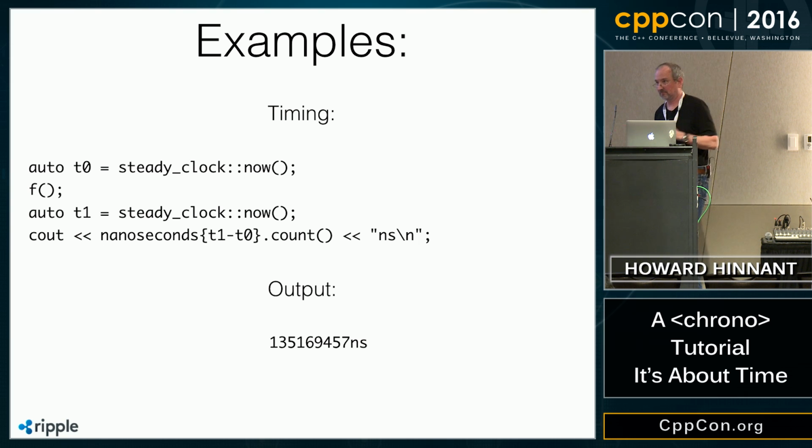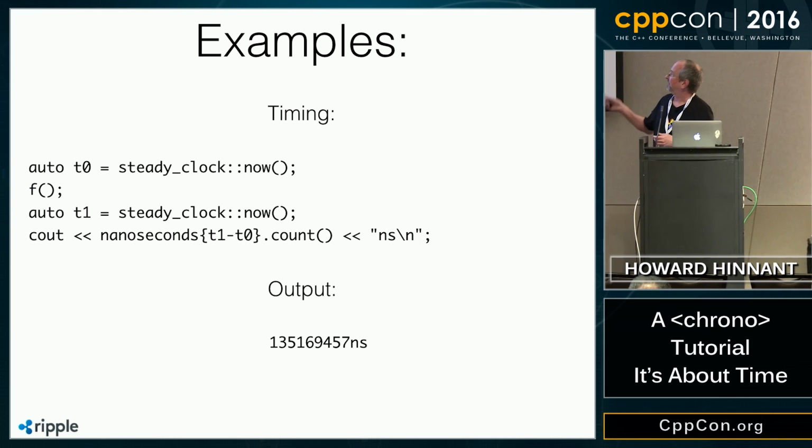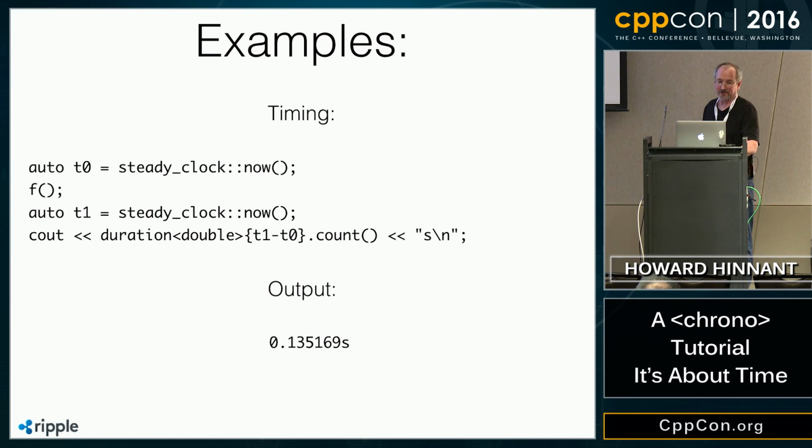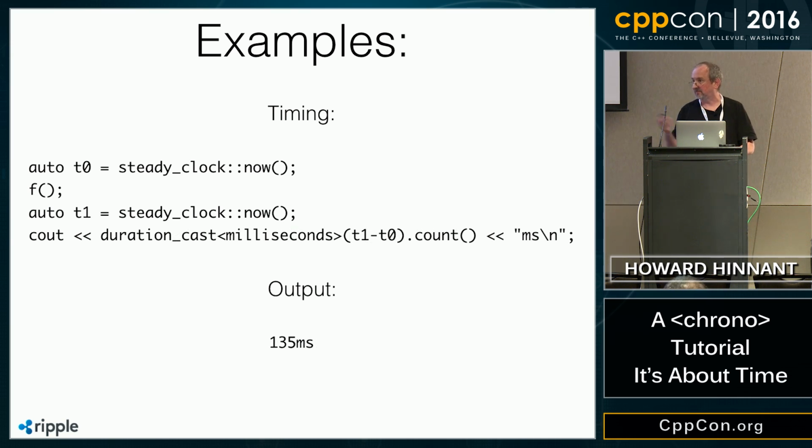I want my answer in nanoseconds. So I just convert it to nanoseconds, use the dreaded dot count to print it out, and there I have it. If I wanted to do something else, say print it out in floating point seconds, that's just as easy. Or I could use duration cast and convert it to milliseconds. A lot of flexibility here. You can print it out in whatever units you want. The main point is that you should choose your units and explicitly convert to them so that you know what units you're getting printed out.